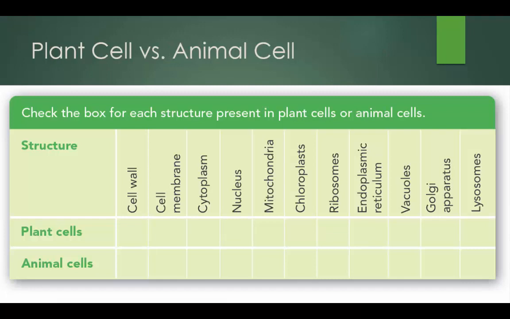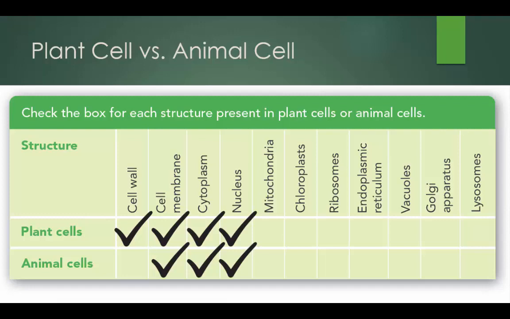So thinking back to all of those different structures of the cells that we just looked at, let's take some time to identify which ones are found in which type of cell, plant cells or animal cells. So a cell wall. Cell walls are only found in plant cells. Cell membranes can be found in both plant and animal cells. Cytoplasm is found in both plant and animal cells. The nucleus, found in both plant and animal cells.